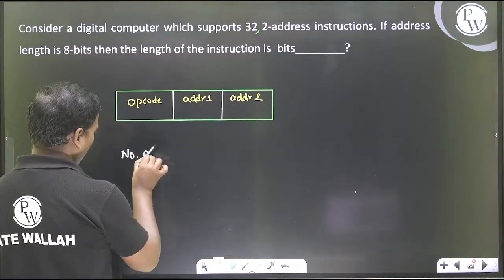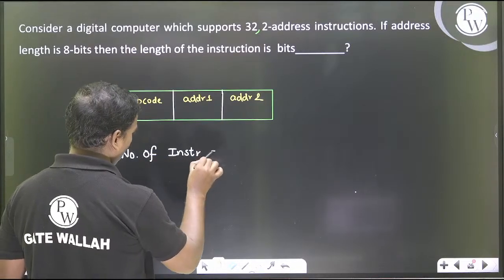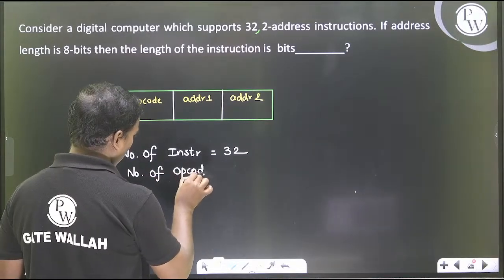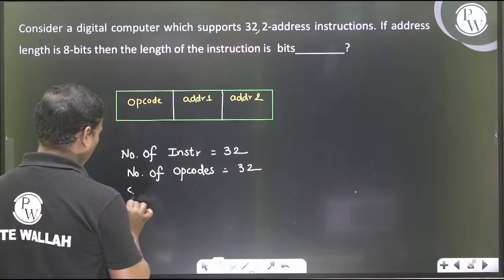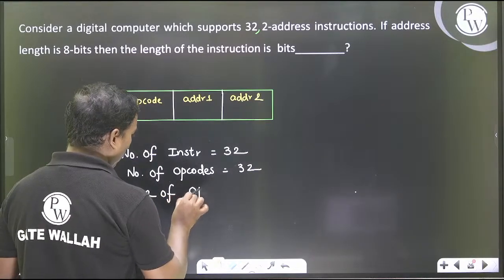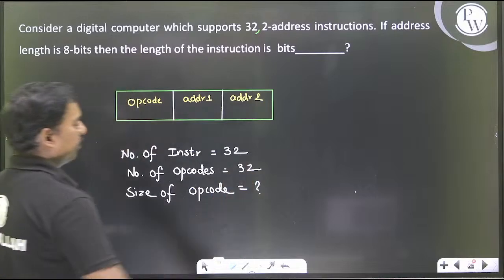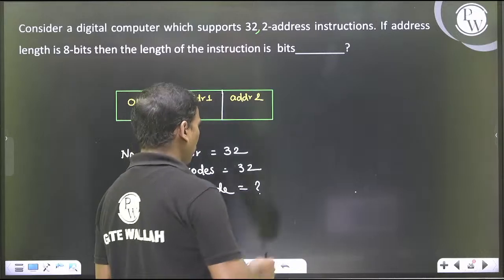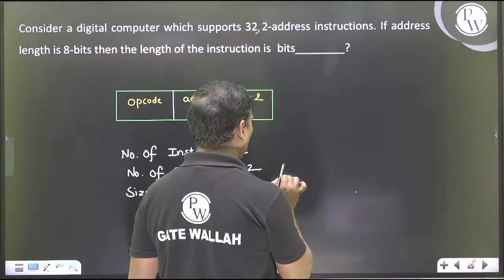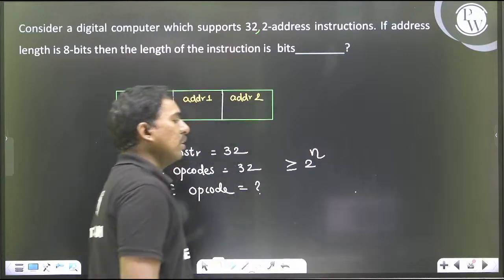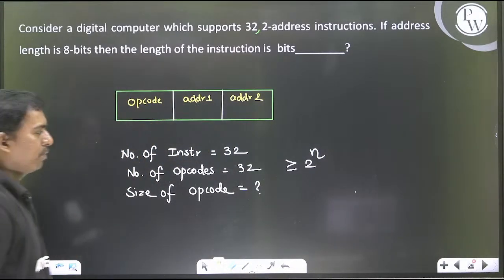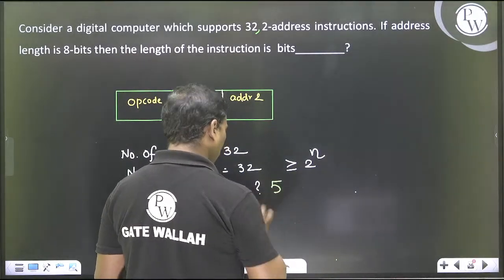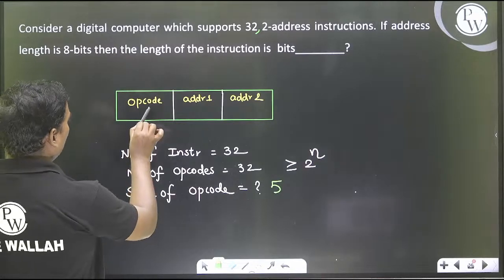The number of instructions is 32, and the number of opcodes is 32. So what will be the size of the opcode? Instructions and opcodes are both the same, so what will be the size of the opcode? The size of the opcode should be such that 32 is greater than or equal to 2 power n, where n is the number of bits allocated for this. So here n is equal to 5.